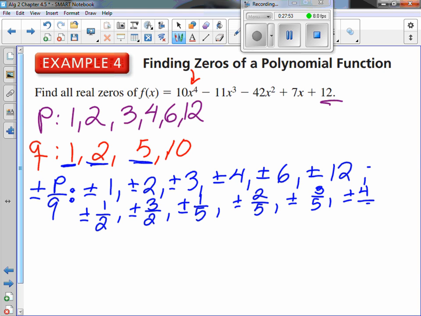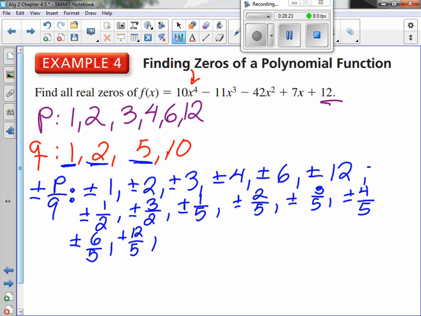4 divided by 5 would be 4/5. 6 divided by 5 would be 6/5. And lastly, 12 divided by 5 would be 12/5, because none of those have a common factor of 5. It worked out with 2 that 2, 4, 6, and 12 all have a common factor of 2, yes? So they simplify.